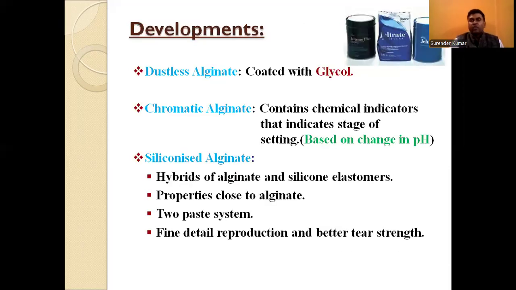In these cases, developments: dustless alginates are made. That means they are coated with glycol so that they reduce the dust which comes out normally. After fluffing, the dust used to come out and we would inhale it, and there were chances of silicosis. So there are other alginates like chromatic alginates. They contain chemical indicators that indicate the stages of setting, based on the change in pH. Siliconized alginates are hybrids of alginate and silicone elastomers, with properties close to alginates. They are a two-phase system with fine surface details and better tear strength.